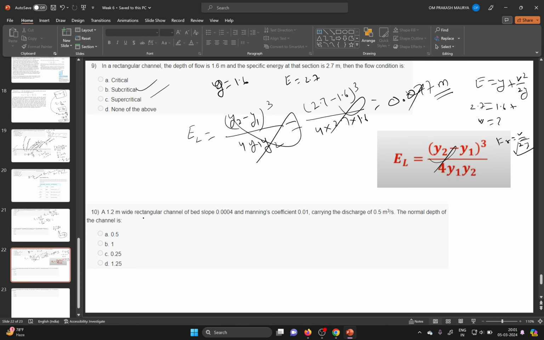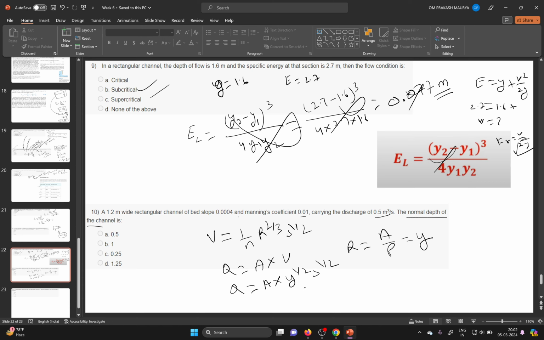Now question 10. A 1.2 meter wide rectangular channel, with a given bed slope, Manning's coefficient 0.01, carrying a discharge of 0.5 meter cube per second. What is the normal depth of the channel? You already know Manning's formula for velocity: V is equal to 1 by n R to the power 2 by 3 S to the power 1 by 2, and discharge is equal to area into V. R is area by perimeter, and for a wide rectangular channel R is equal to Y. Area means B into Y, and R is Y. Put all the values here, with 1 by n. Only y is unknown, so you can calculate y from here.